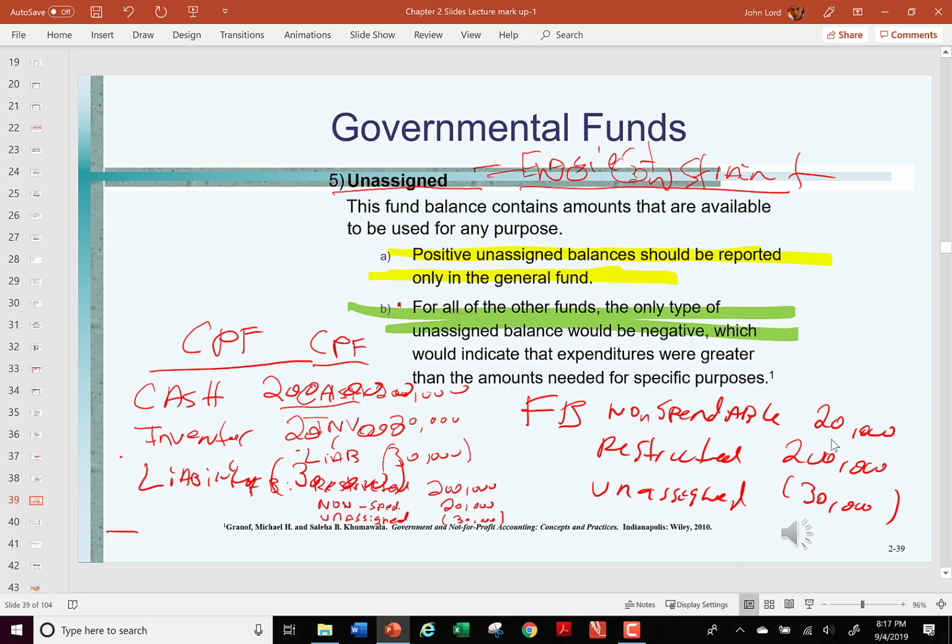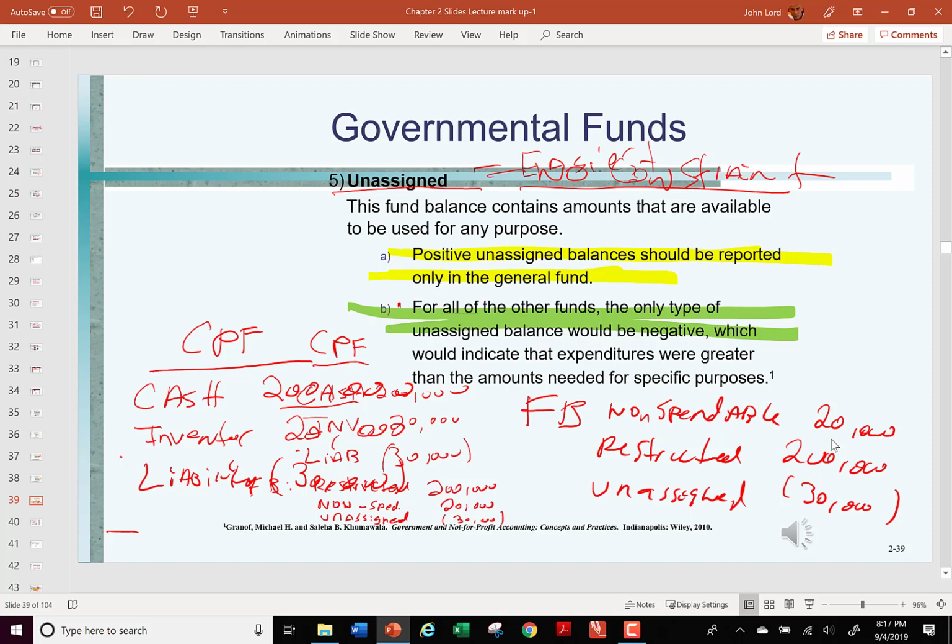Okay? Now, only the general fund can have a positive unassigned fund balance. If another fund has an unassigned balance, it has to be negative. General means what? General. It means this money can be spent on a number of different things. It could be spent on public safety, could be spent on recreation, whatever, right?